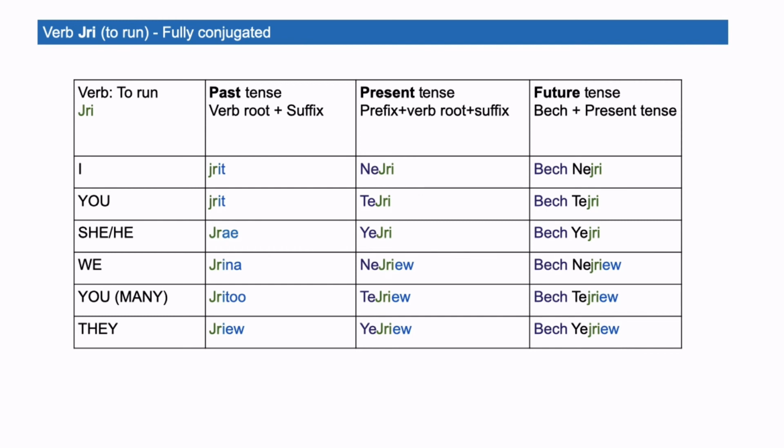They are running, yejriu. In the future tense, take the present tense conjugations and add the word besh in front of them. I will run, besh nejri. You will run, besh tejri. He will run, besh yejri. We will run, besh nejriu. You, as in many people, will run, besh tejriu. They will run, besh yejriu.